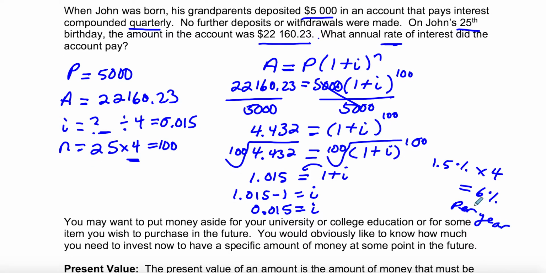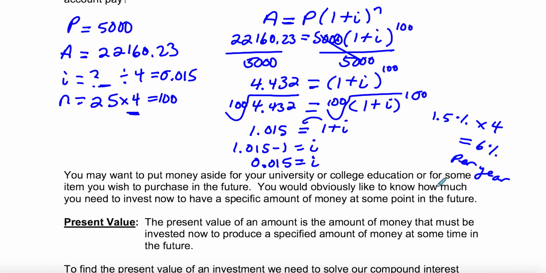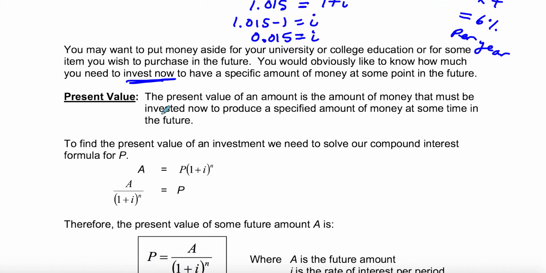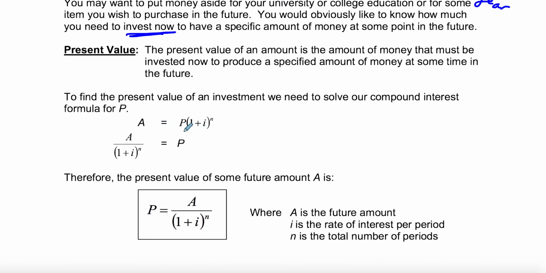Okay, just a little different question that you might see. So you may want to put money aside for university or college, or something else that you want to buy in the future. You'd like to know how much you should invest now. So that's the difference. For present value, how much should I invest now so that I can make sure I have a certain amount of money in the future? To find present value, we're going to use the exact same formula for compound interest, but we just get the p by itself. So if I take 1 plus I to the n and divide it on the left, or divide both sides by that, I isolate the p.